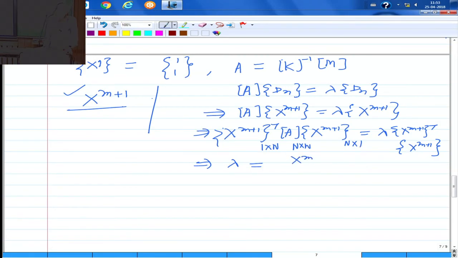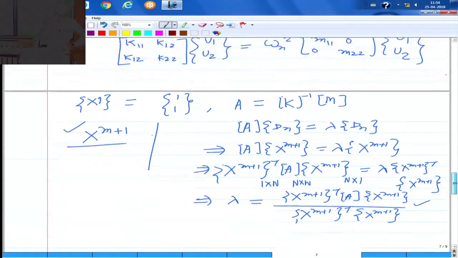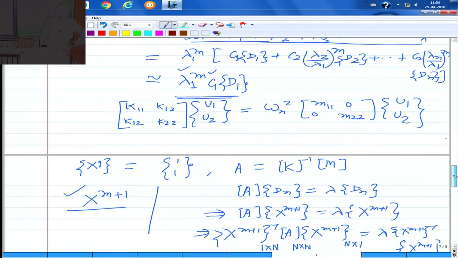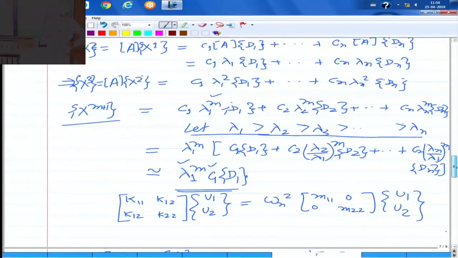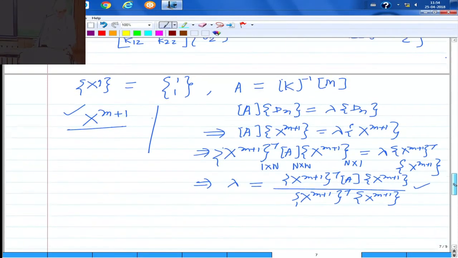So this will be x m plus 1 transpose into A into x m plus 1 divided by x m plus 1 transpose into x m plus 1. This will give you lambda, which is actually 1 by omega n square, and this is the largest value of 1 by omega n square, therefore the smallest value of omega n. This is how you will apply this method, and as I said, you can either use the forward iteration or the inverse. If you use forward, you get the largest omega n. If you use inverse, you will get the smallest omega n.